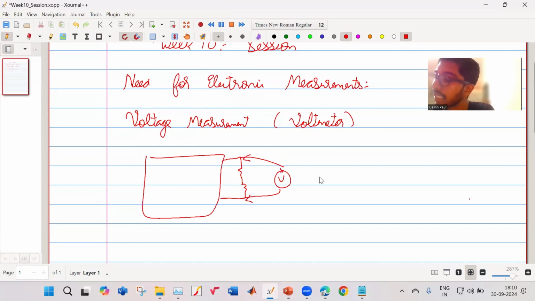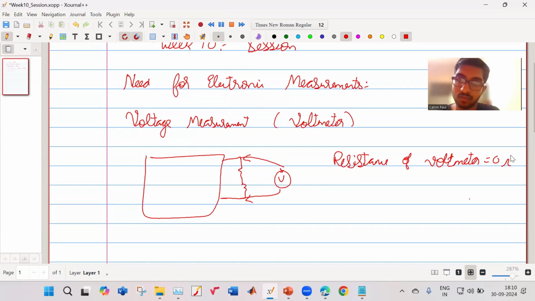And ideally, what should be the resistance of the voltmeter? How much should it be? 0, sir. The voltmeter resistance should be 0. Why? If your voltmeter resistance is 0, then this is like a short circuit, right? So this entire voltage will become 0, which is not correct.